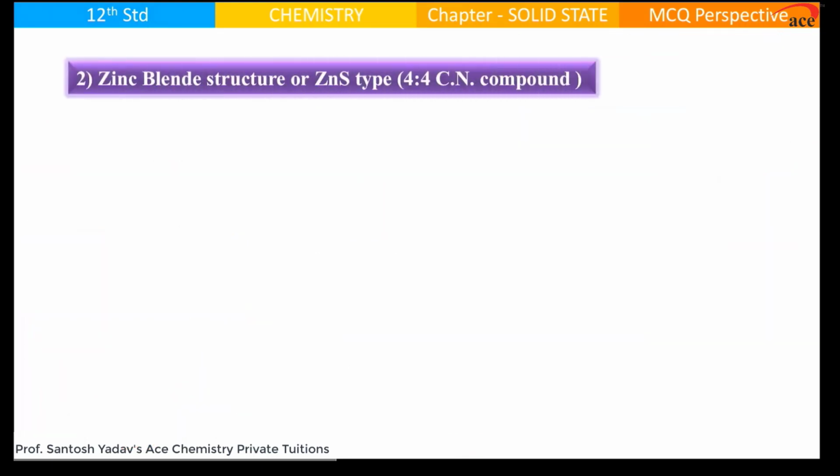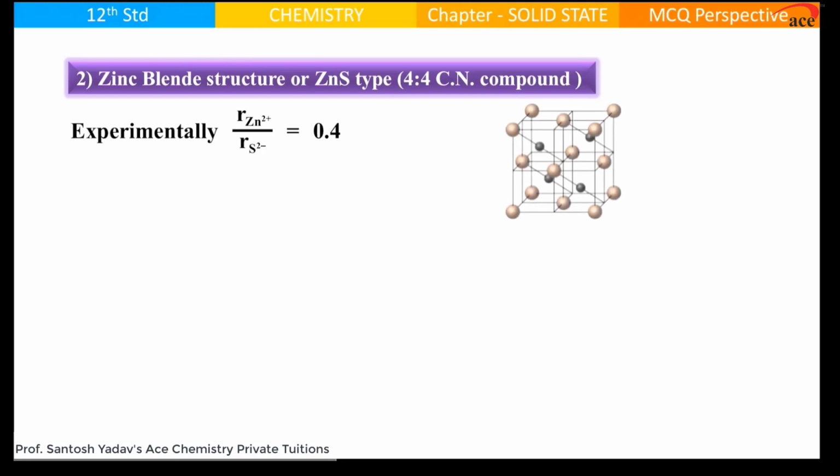We go to zinc blende structure or zinc sulfide structure, and the data which is available is this one. What is the data available? Experimentally, size of zinc to that of the size of sulfide is 0.4. Size of zinc is smaller than the size of anion. We all know cations are generally smaller than anions. Now, this is the present zinc sulfide structure.